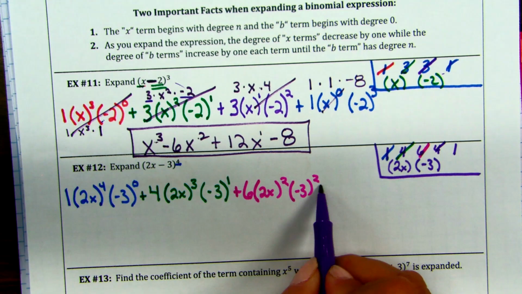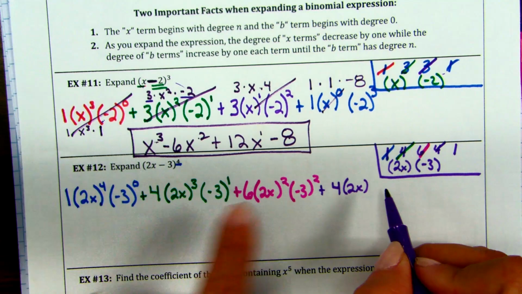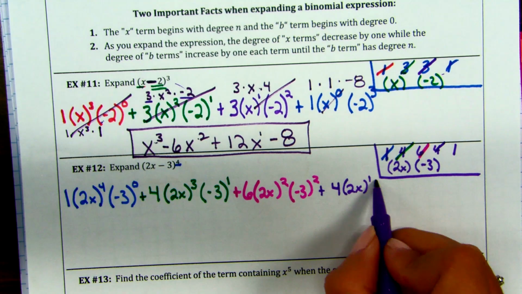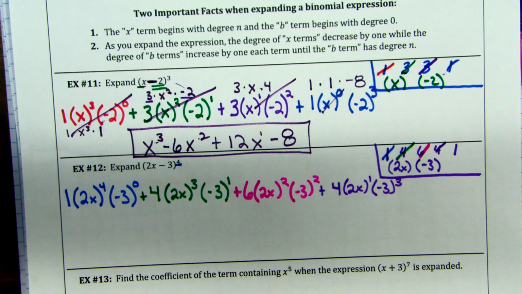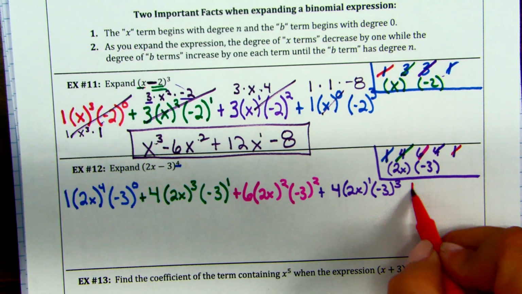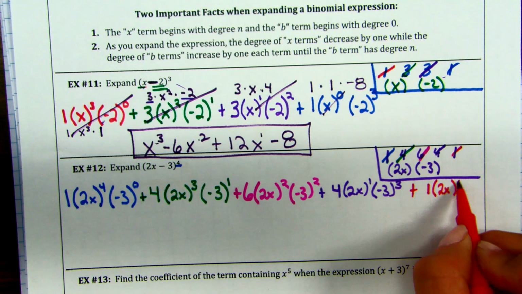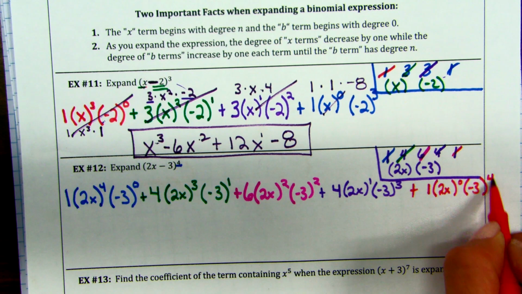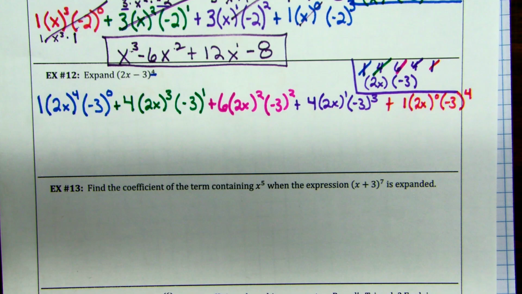Next one is a 4. 2x to the 4, 3, 2, 1. Negative 3 to the 0, 1, 2, 3 adds up to 4. I'm looking good. Last one, 1. Okay, are we good there? Everyone with me? Then just be careful with your arithmetic. It's one by one. And remember to check your final answer.